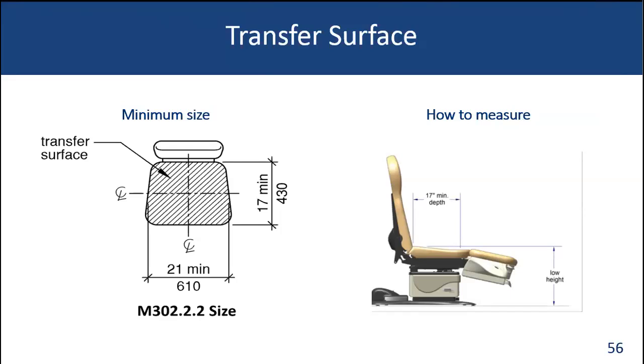Also, when measuring the depth of the transfer surface, you include the seating area, but not the unsupported elevating feet rests or leg supports that examination chairs may have. Also, when measuring the low height, you measure from the floor to the highest portion of the designated transfer surface.